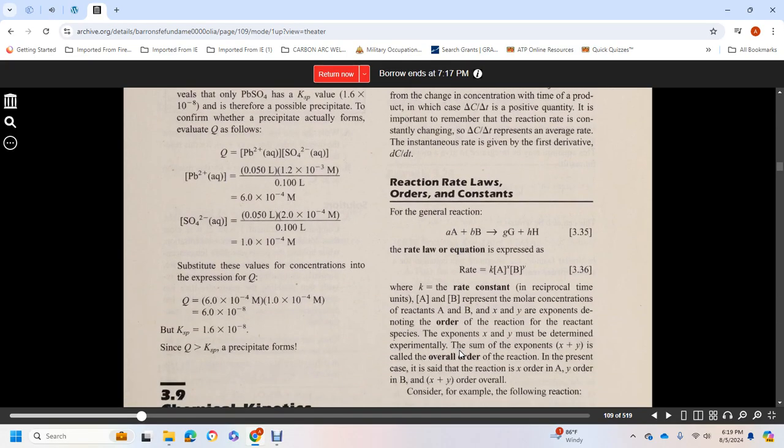Reaction rates and rate laws, and the rate constants. For a general reaction, aA plus bB equals gG plus hH, the rate law equation is expressed as rate equals the rate constant k times [A] to the x times [B] to the y, where [A] and [B] represent the molar concentrations of reactants A and B. x and y are exponents denoting the order of reaction for each reactant species. x and y must be determined experimentally. The sum of the exponents, x plus y, is called the overall order of the reaction. In this case, the reaction is said to be x order in A, y order in B, and x plus y order overall.